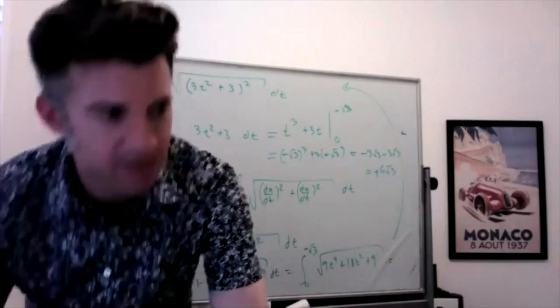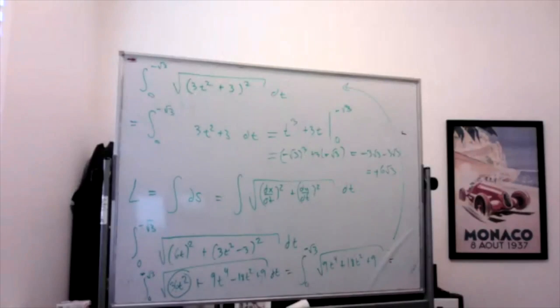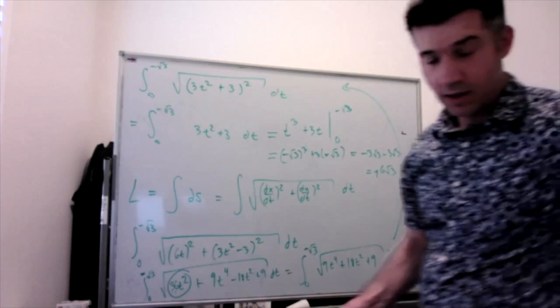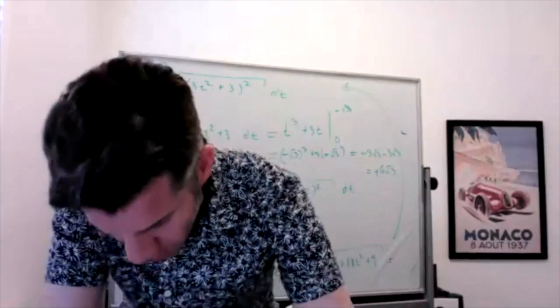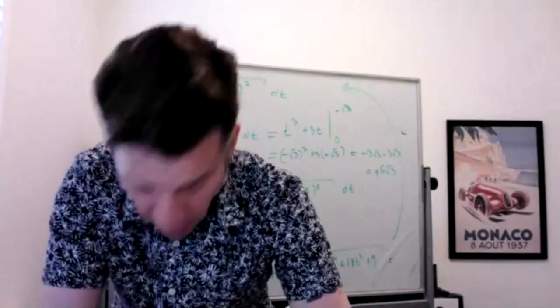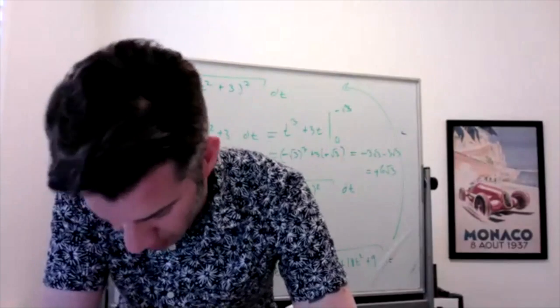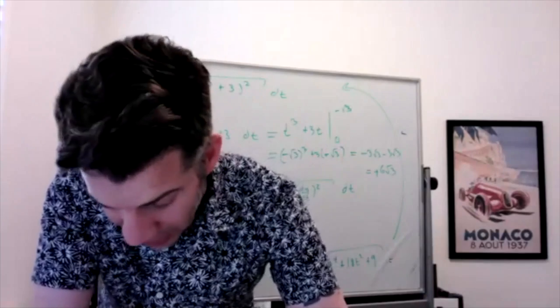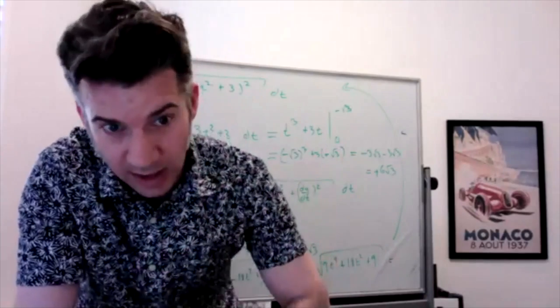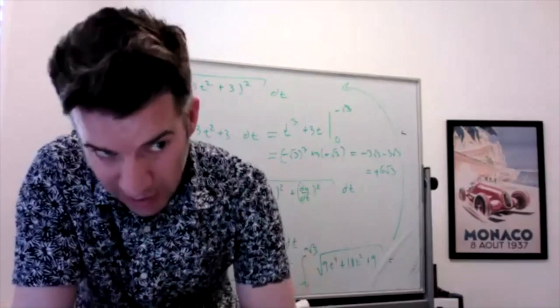I'm curious. What does the book have to say about this? Okay, so I was mistaken. So the book specifically says in the definition here, if you have a curve defined parametrically where x is one thing and y is another thing, and the curve is traversed exactly once as t increases from t equals a to t equals b.